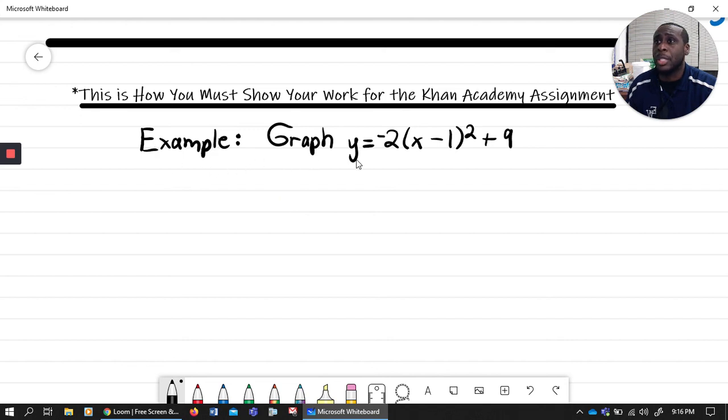So let's say that your example was something like graph y equals -2 times x minus 1 squared plus 9. And if we were going to do this, the way that I want you guys to show your work is to first identify your a, your h, and your k. Identify what h is and identify what k is.